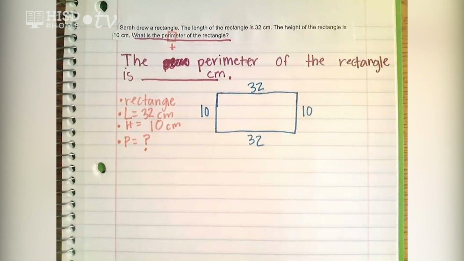I'm going to let you guys finish this problem. I'm going to give you 1 minute to add these sides together to get the perimeter. 1 minute. About 30 more seconds.